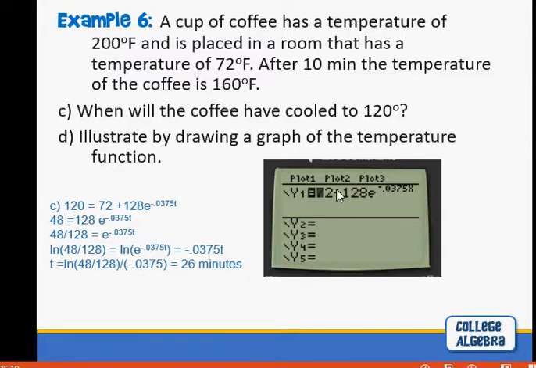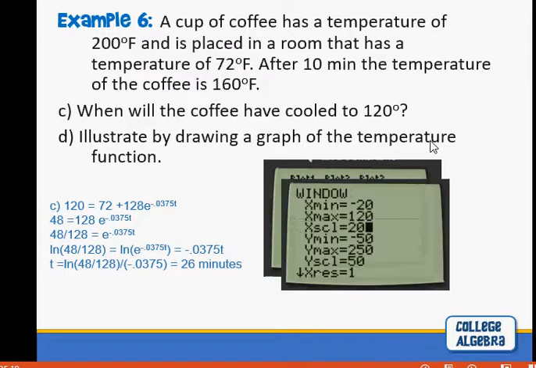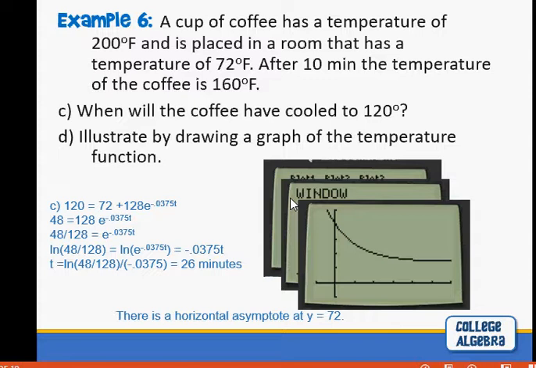Sorry, the cursor was on the screen when I did the screen capture. Again, work with it a little bit till you figure out a good window. And there's the graph. This one has a horizontal asymptote. You can think of it as an exponential function with a vertical shift.